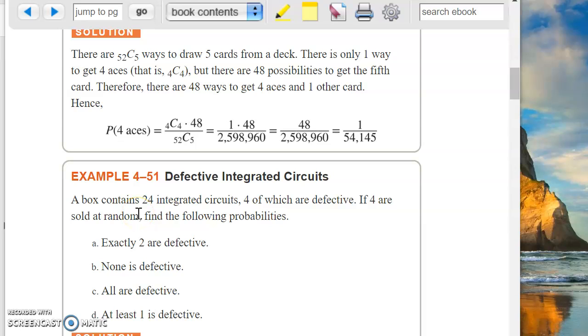Okay, folks, here we are again. This is recording number 2 of section 4-5.